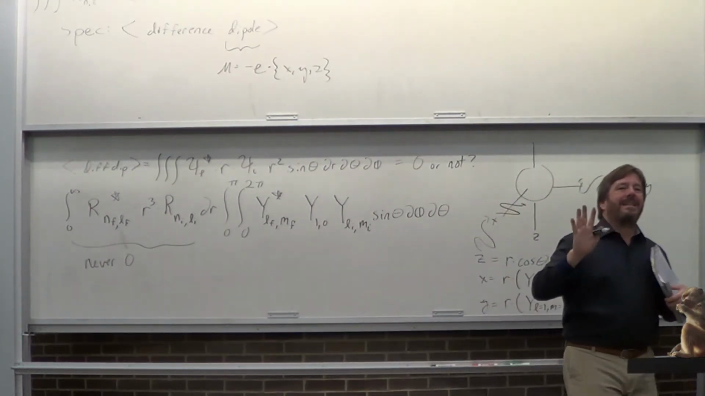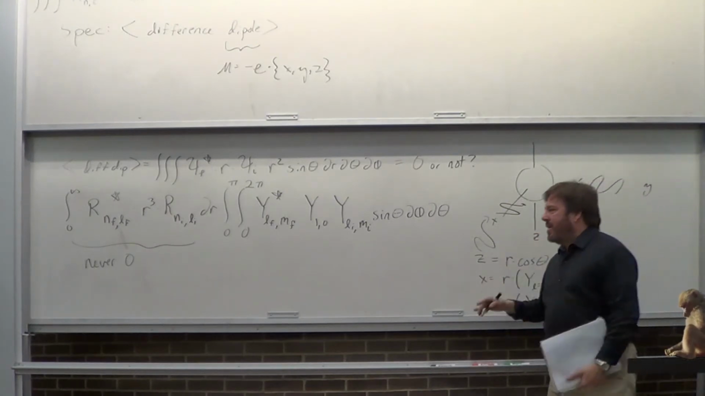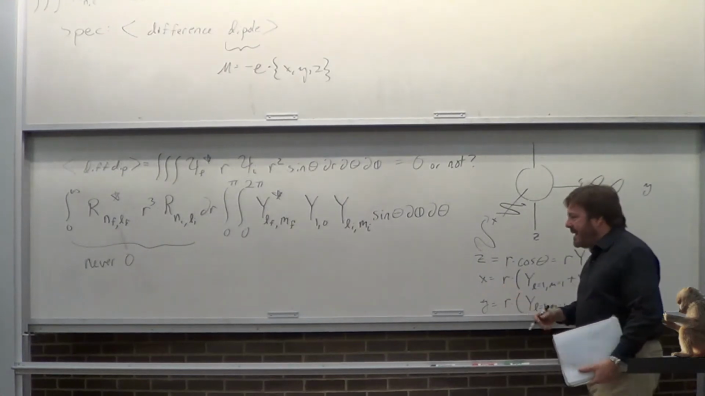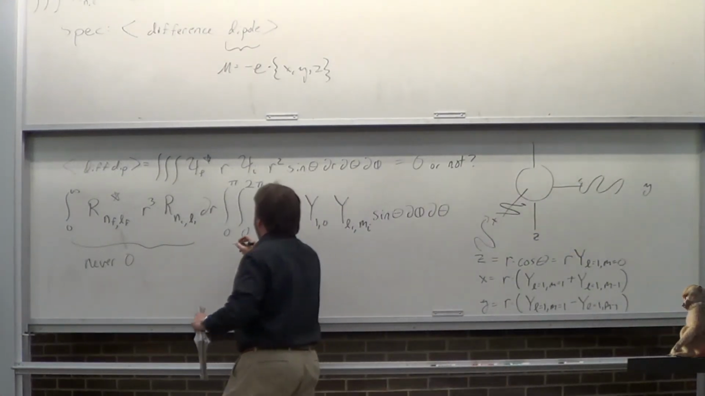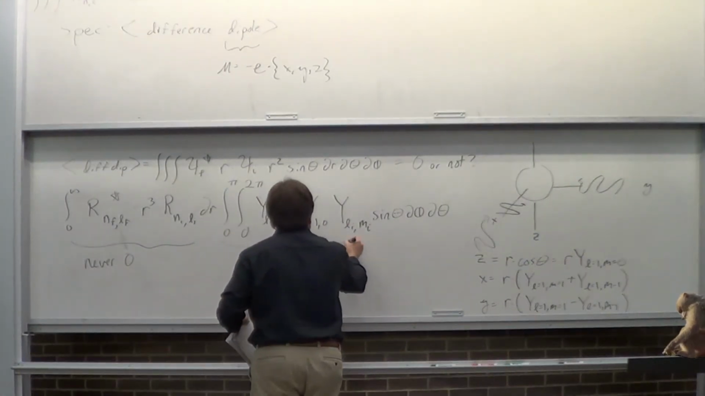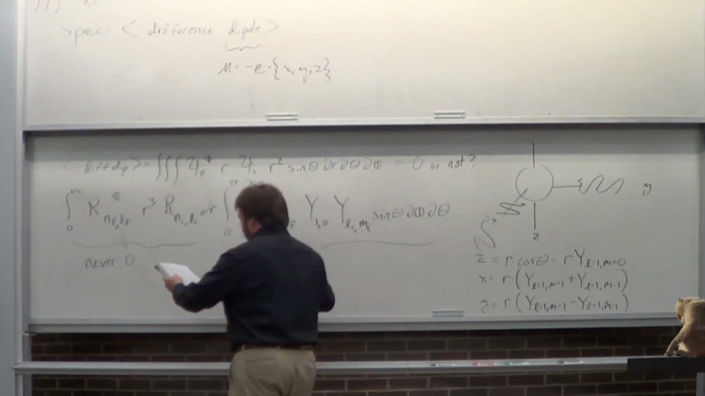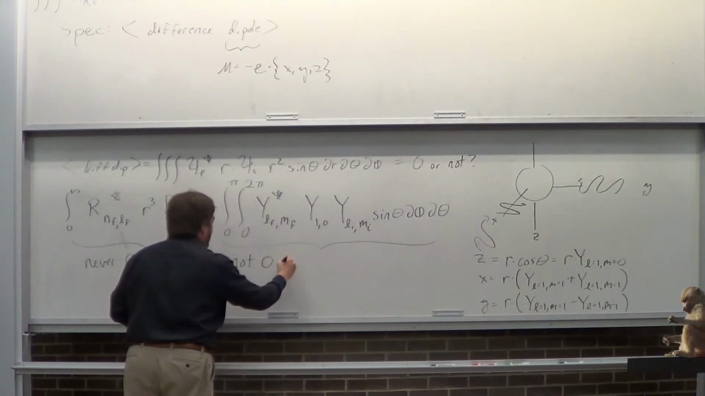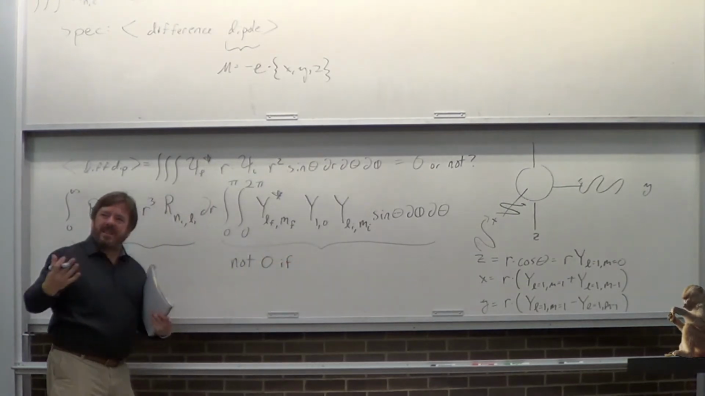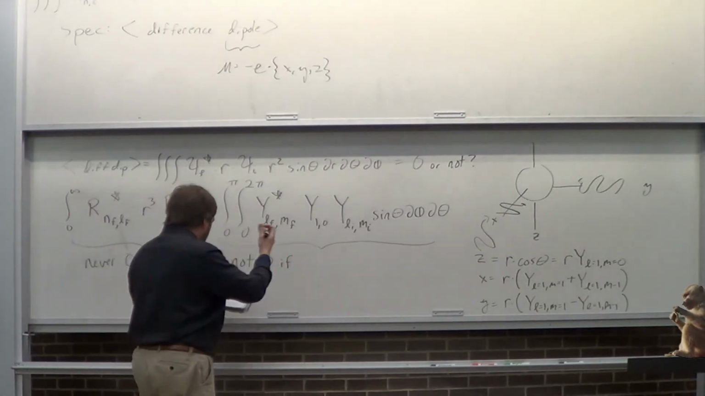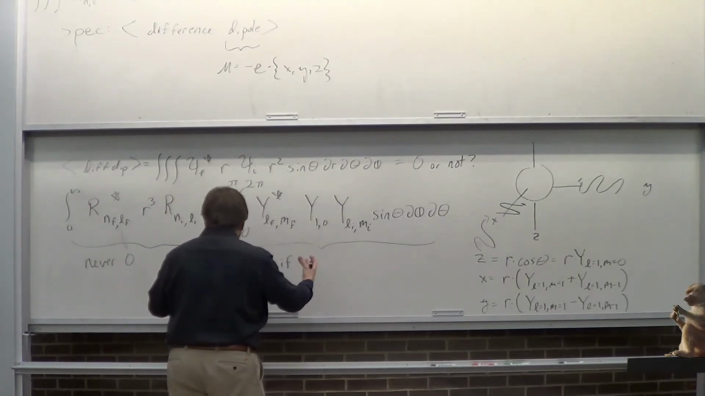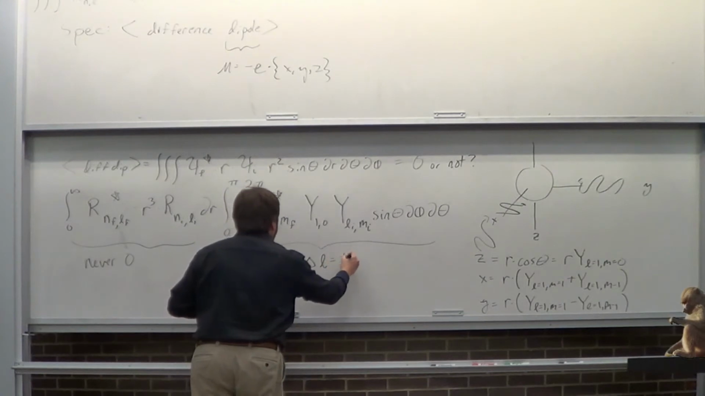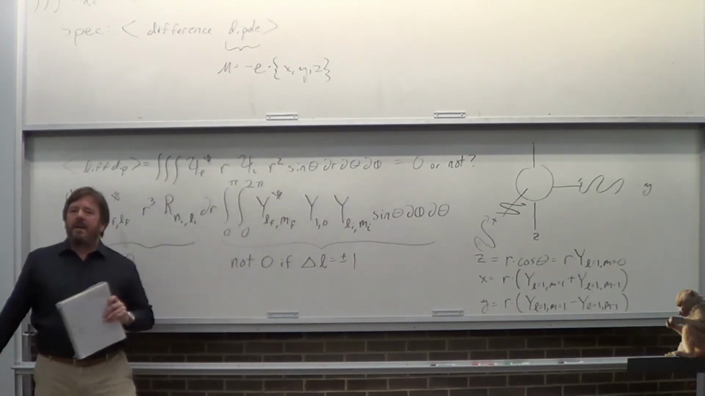As I was just saying a second ago, the radial is never the hard part of this, it's always the angular. This is the guy that decides whether it's 0 or not. Okay, so let's look at this. Now remember, not 0, and that's a little weird, not 0 is like a double negative, right? But just remember, it sounds awkward, but that's what you want to know. Not 0 if delta L is plus or minus 1. There you go.